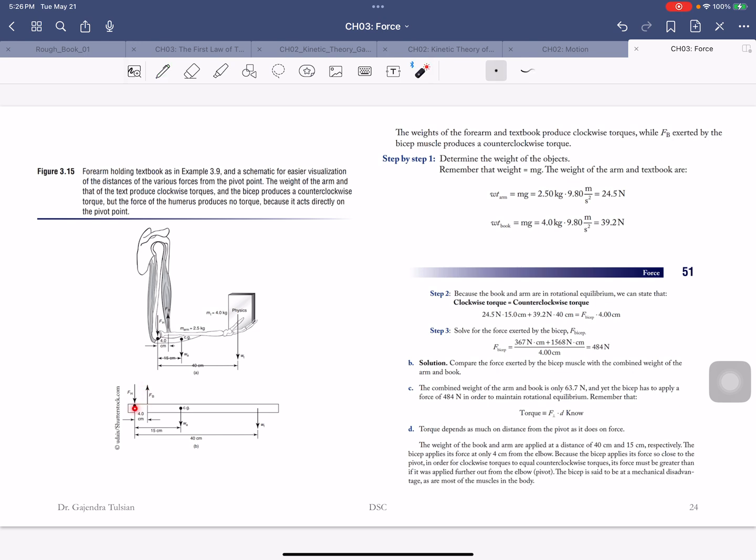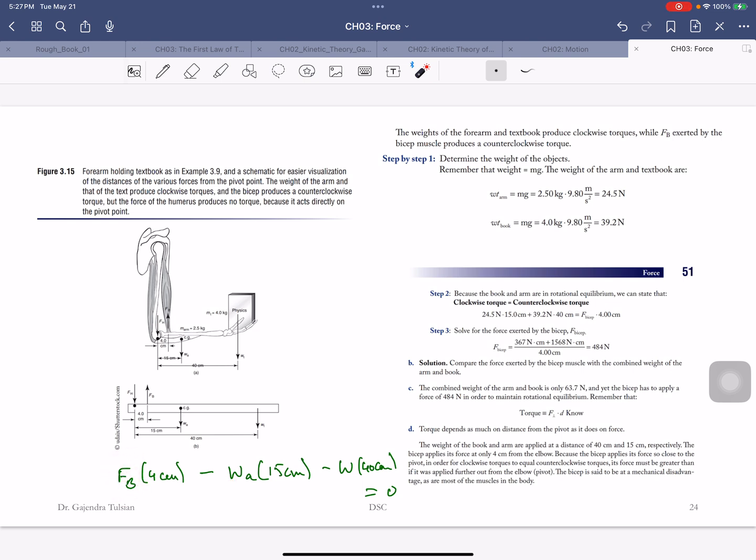Torque is the force times the moment arm. So you would have FB times 4 centimeters, which you would have to convert to meters, minus the weight of the arm times 15 centimeters, minus the weight of the book times 40 centimeters. If the arm is at rest, these torques should add up to 0. If you know these two, then you can calculate the force that the bicep exerts.